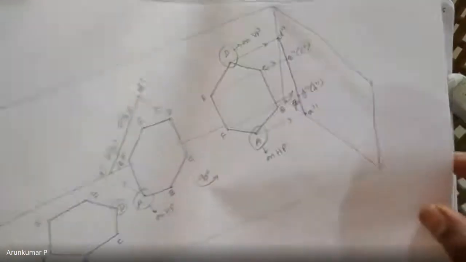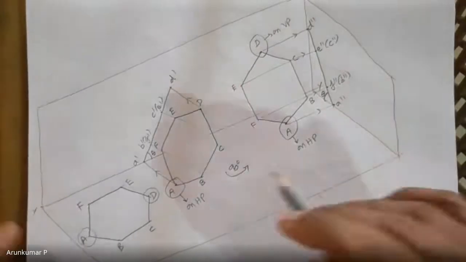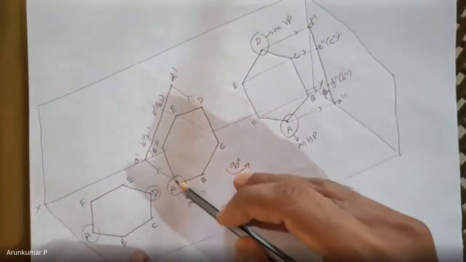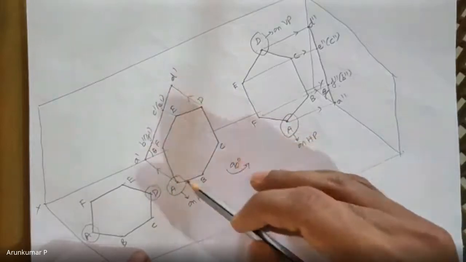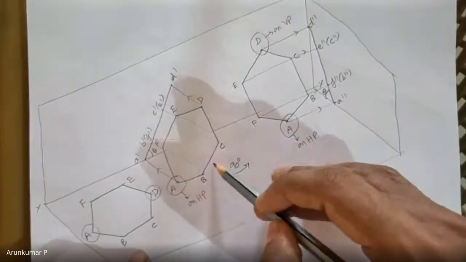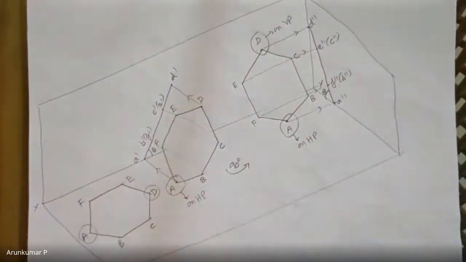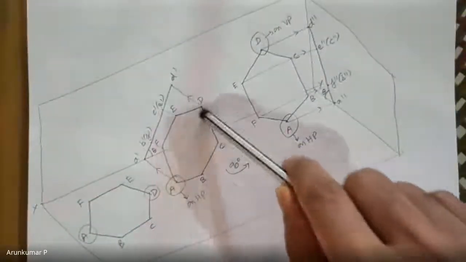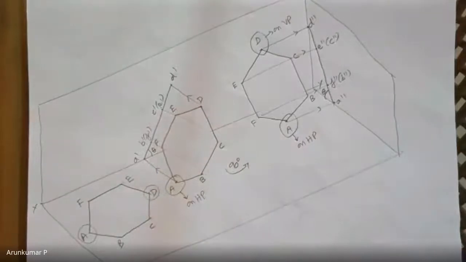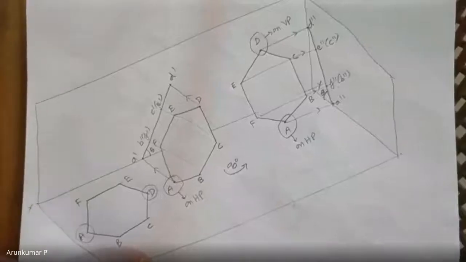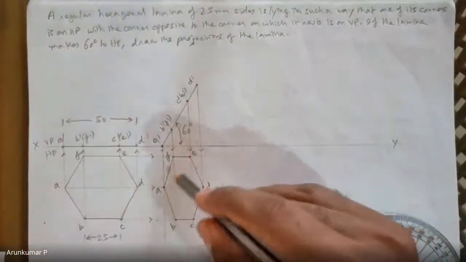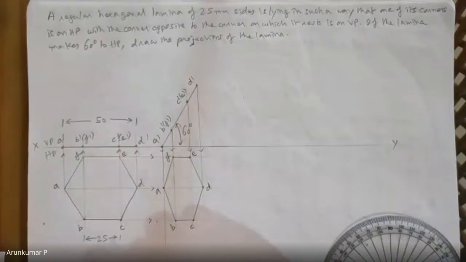Or I would like to rephrase my question. Which of these six edges are parallel to HP? Anyone? Any of these edges are parallel to HP? No, sir. So that means none of the six edges will be 25 mm. They will be less than that.